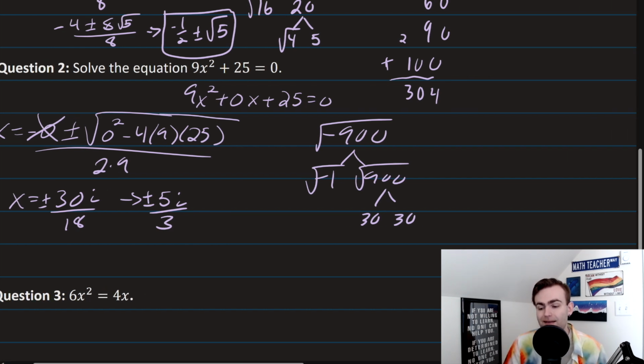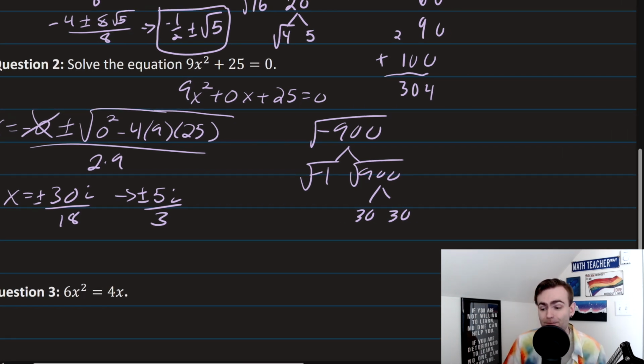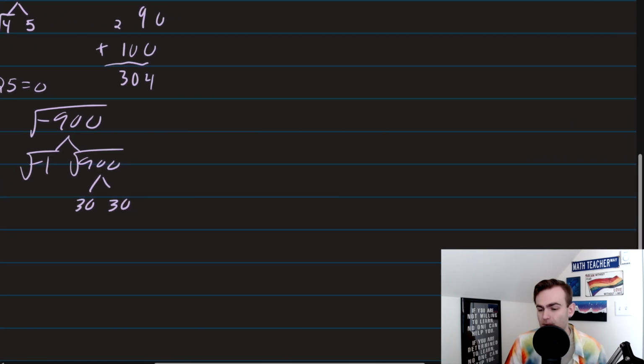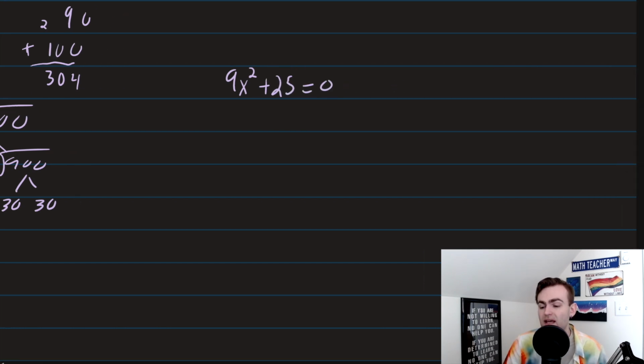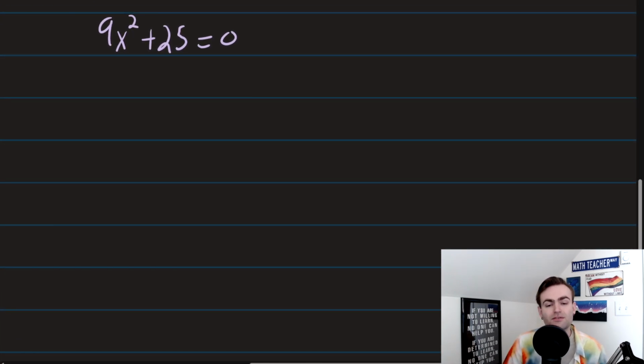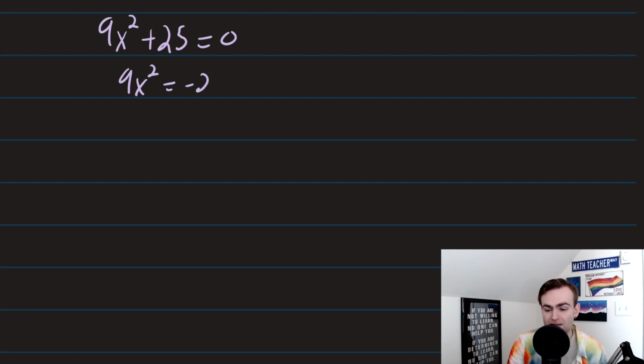Now, yes, you can actually do this in a different way, and I want to do that with you now. We have 9x squared plus 25 is equal to 0. If we don't have a b term, it's far easier just to solve this by subtracting 25. 9x squared is equal to negative 25. Then I can divide by 9. x squared is equal to negative 25 ninths. And then I can square root both sides.